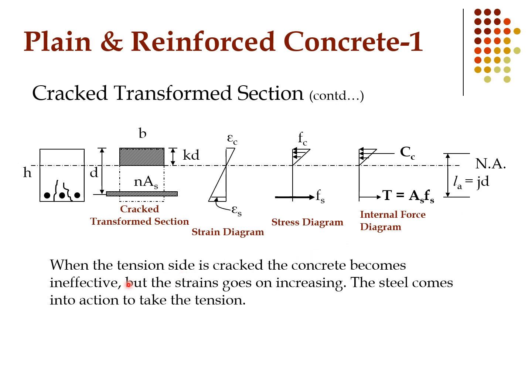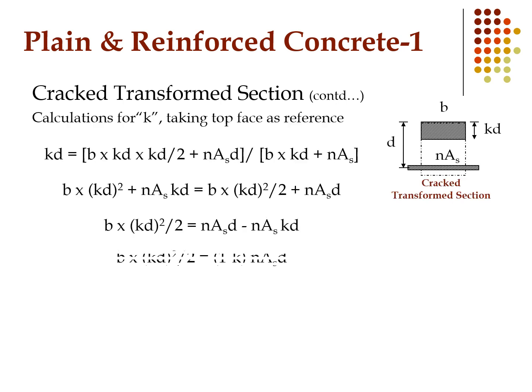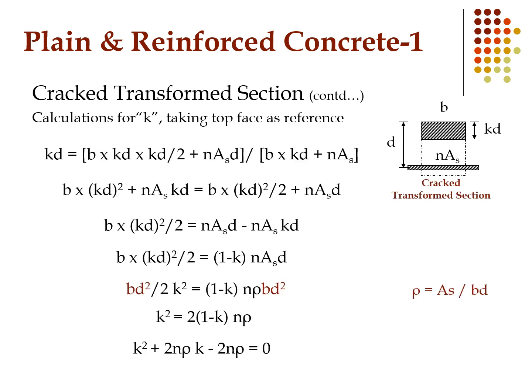When the tension side is cracked, the concrete becomes ineffective and strain goes on increasing. The steel comes into action to take the tension. Now the first thing is we need to calculate the properties of that cracked section. So this kd we want to figure out. This is our reference plane.